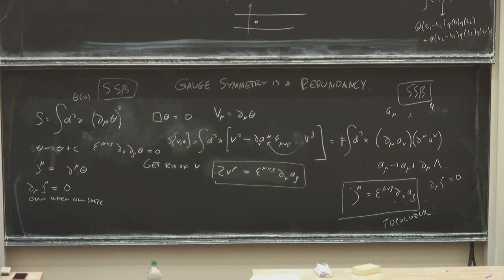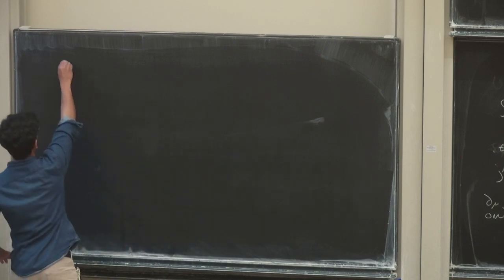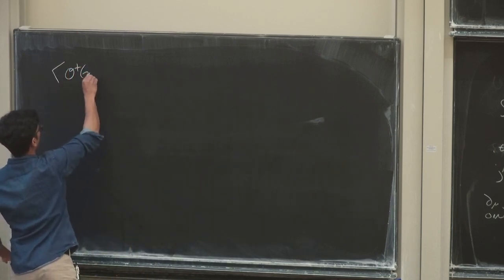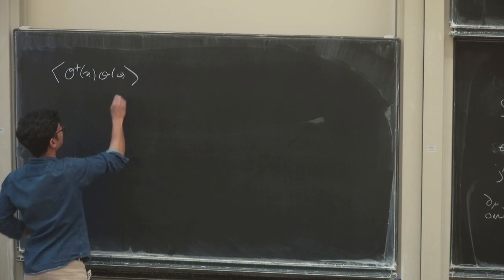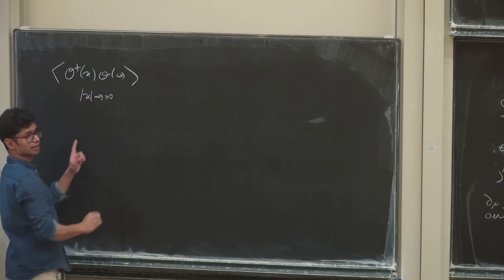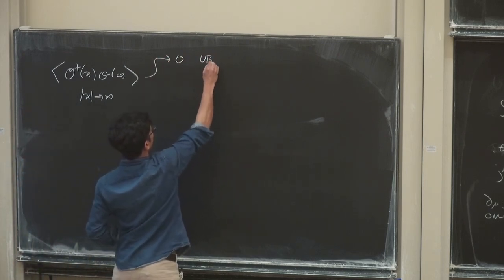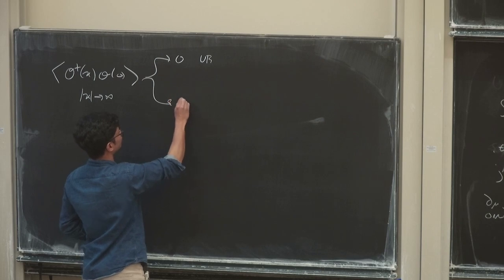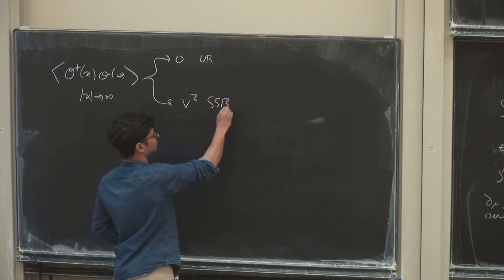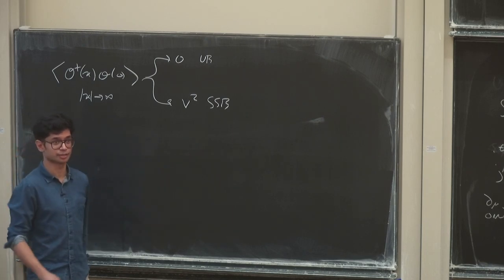In other words, you should compute the two-point function of O dagger of x, O of 0, as x goes to infinity, and ask what does it do? If it goes to 0, then the symmetry is unbroken, whereas, remember, if it goes to a constant, then the symmetry is spontaneously broken. These are the two things. We should do that in this theory, so let's do that.